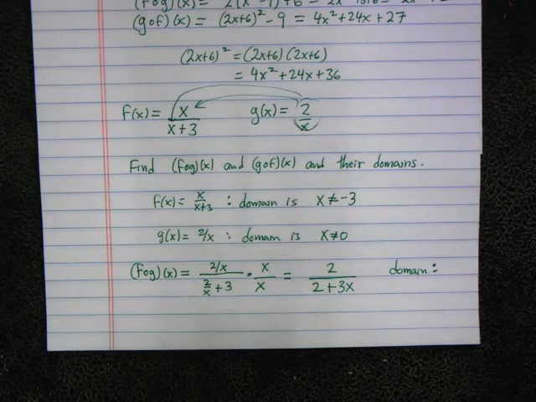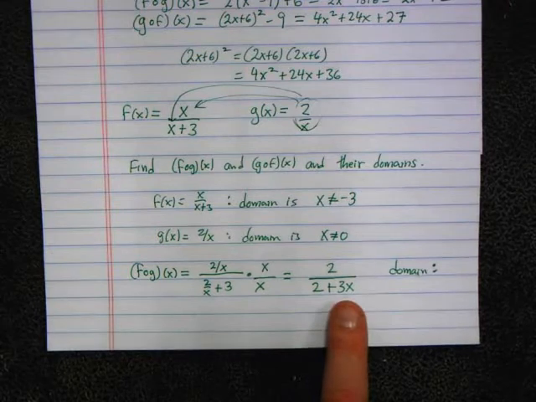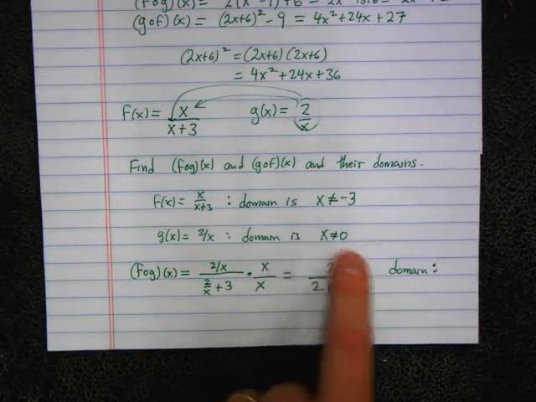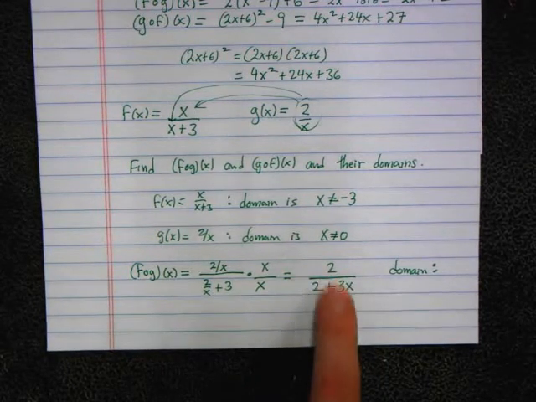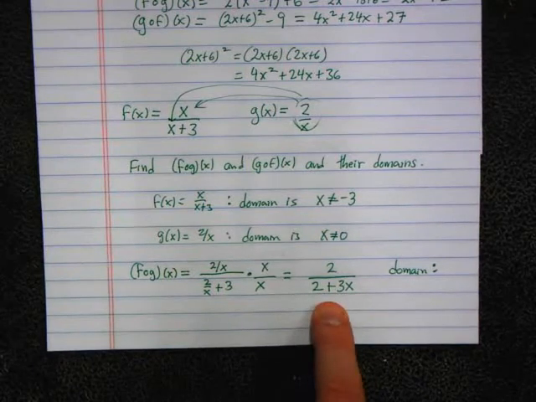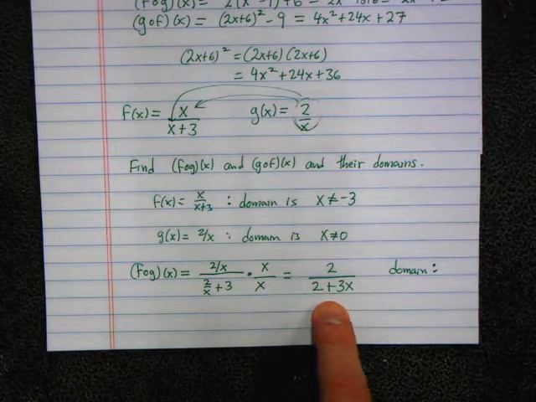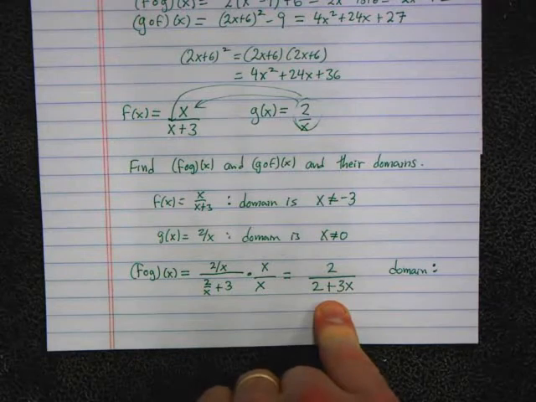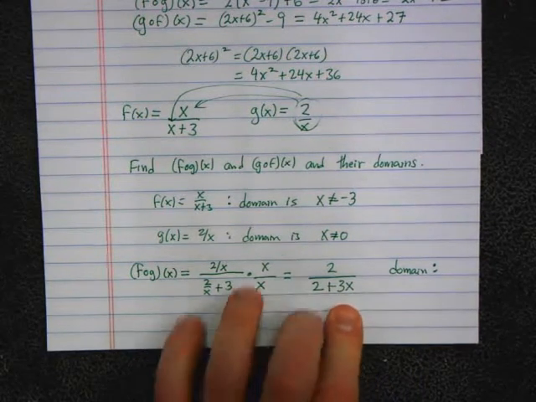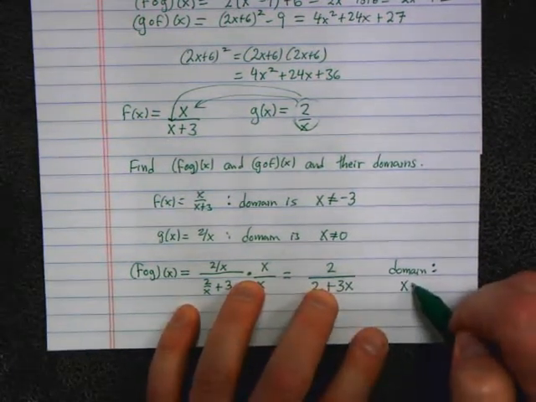I can't plug in 0. How come I can't plug in 0? Yes and no. What I mean is, if I plug 0 into this function, I'm going to get 2 on top. If I plug 0 in, what am I going to get on bottom? 2. So that's 2 over 2, which is 1, doesn't it? However, x still can't be 0.